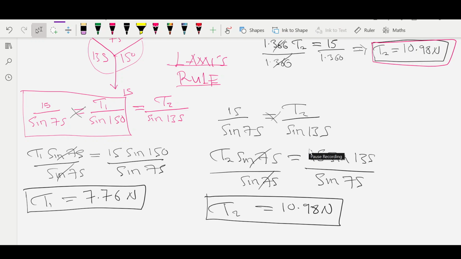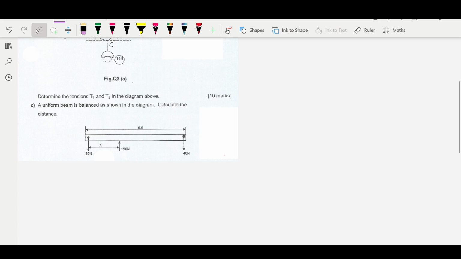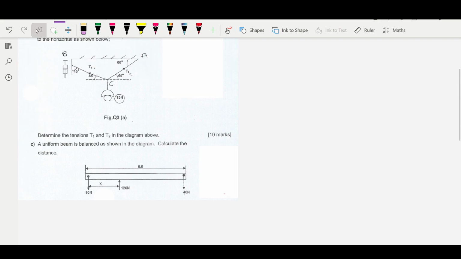For question 3B. Okay, let's look at the other part, which is part C. So part C says a uniform beam is balanced as shown in the diagram. Calculate the distance. So the distance that you're talking about is this one here, x.